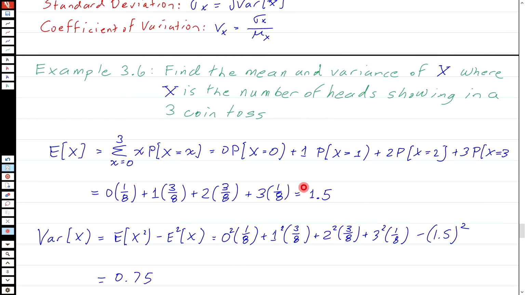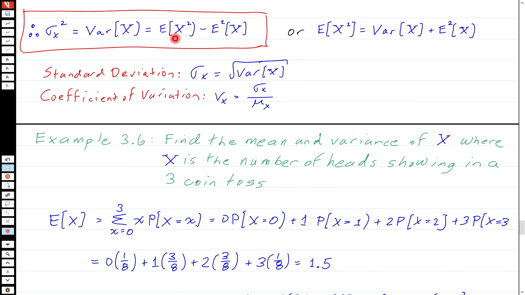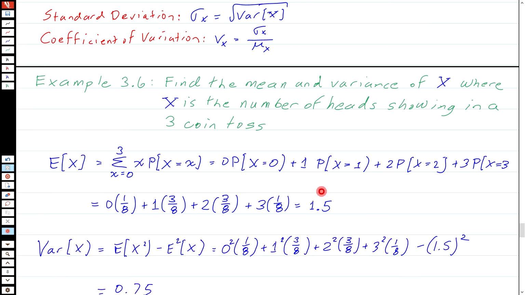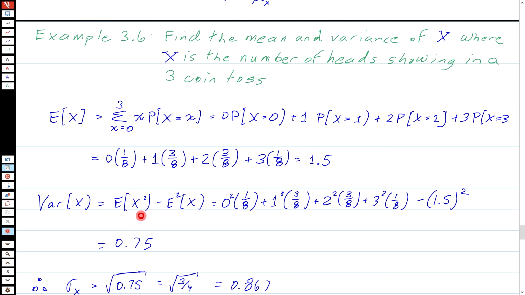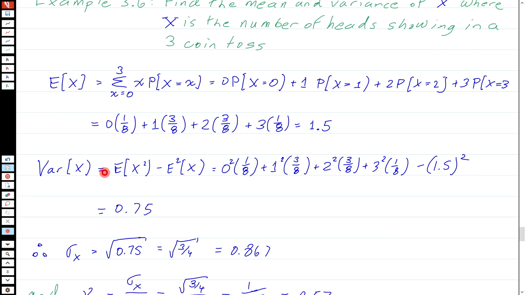I'm going to use this form. The variance of x is the expected value of x squared minus the expectation squared of x, because I already know what the expected value of x is. It's 1.5. So the expected value of x squared is the x squared values times their probability of occurrence. So 0 squared times 1/8 plus 1 squared times 3/8 plus 2 squared times 3/8 plus 3 squared times 1/8, minus the mean squared, and the mean is 1.5, quantity squared. Plugging all this into my calculator, I get the variance of x is 3/4.